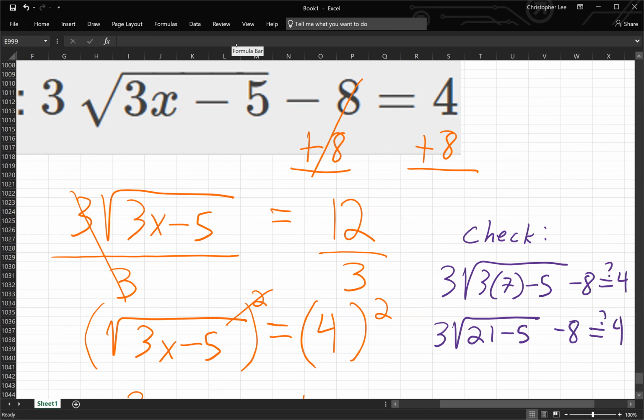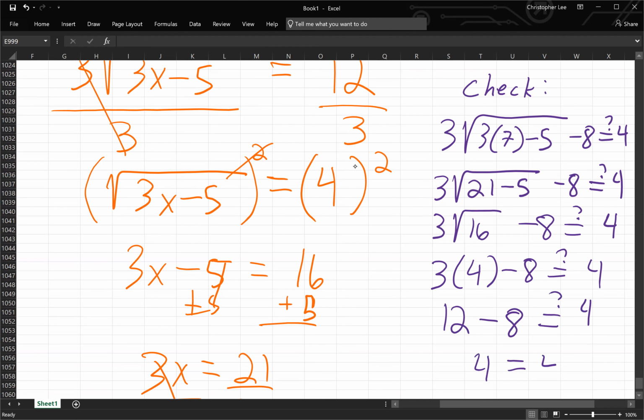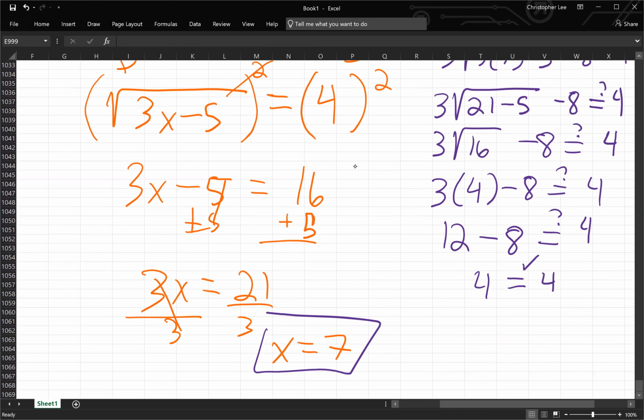Allegedly, that's 4. Let's see. 21 minus 5, what's that? 16? I think, yeah. So this is going to be what? Square root 16 minus 8, allegedly. That's equal to 4. All right. Let's check it out. Square root of 16, I think, is like 4, right? So this is like 3 times 4 minus 8. That might be equal to 4. I'm not sure. 3 times 4, I think, is like 12, right? And 12 minus 8 could be equal to 4. And in fact, 4 is equal to 4. So we're good to go. All right? So x equals 7. That's a legit answer.